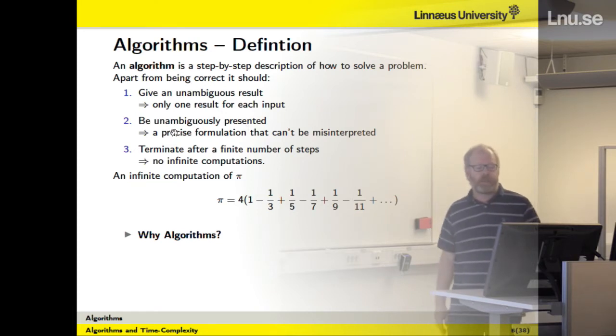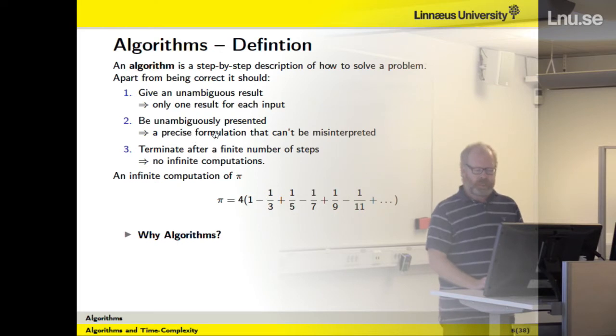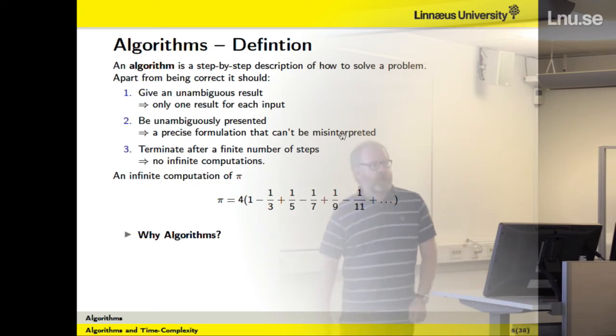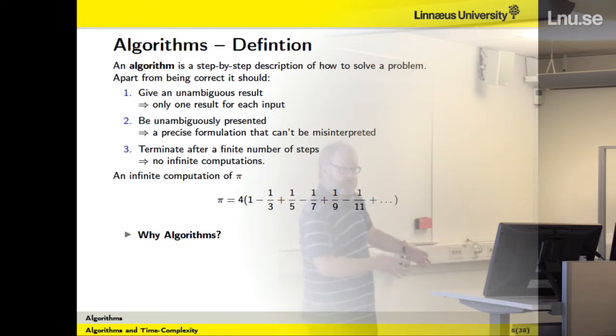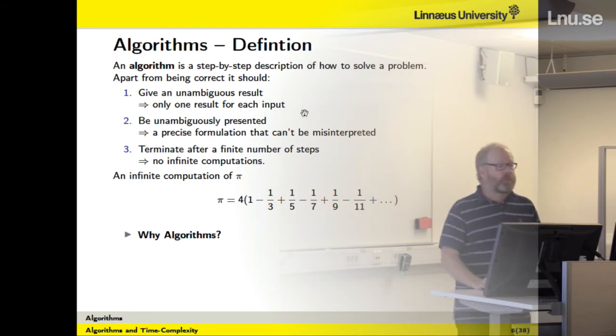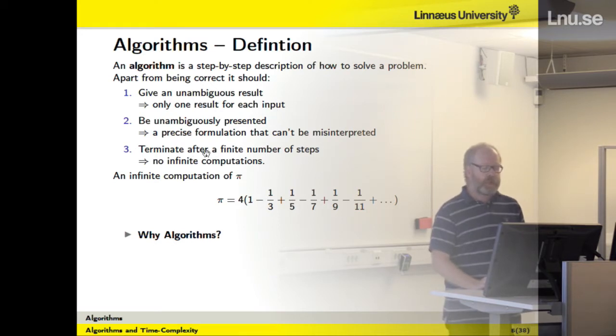Be unambiguously presented is another criterion. Precise formulation that can't be misinterpreted. I usually tell the students it should be rather straightforward to translate the algorithm into a programming language. If it contains all the information you need to implement it without making any design decision, then the description is okay. Terminate after a finite number of steps.